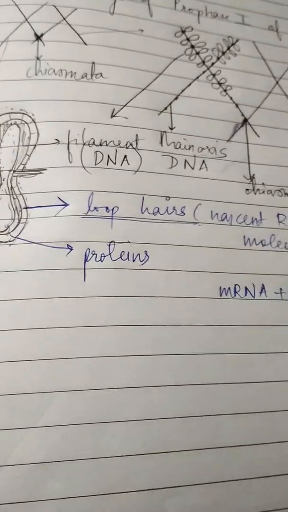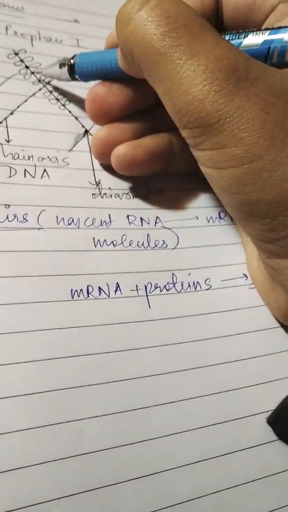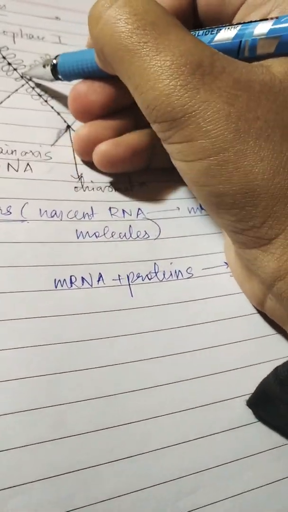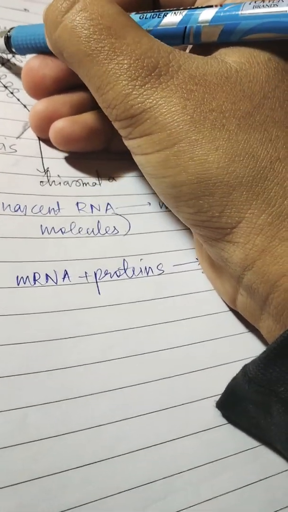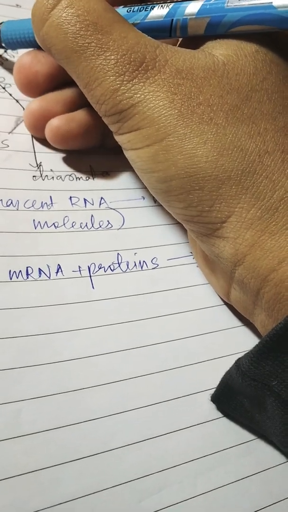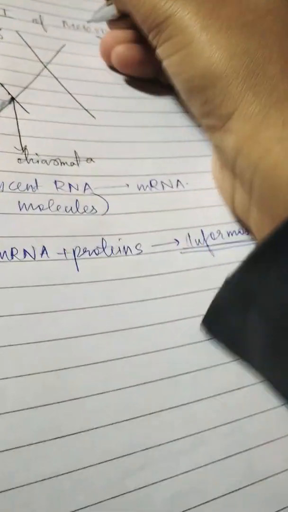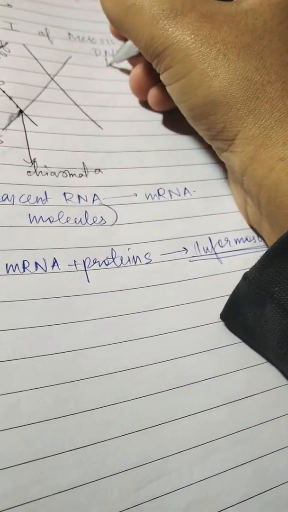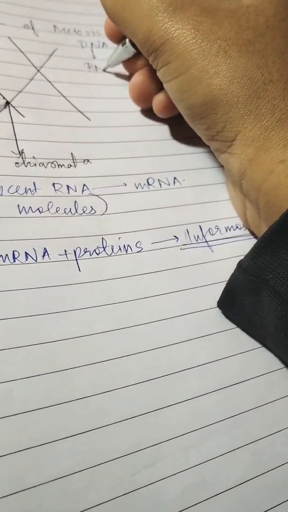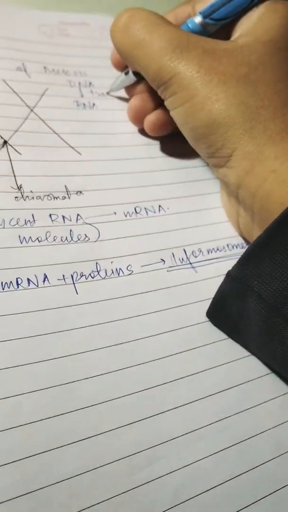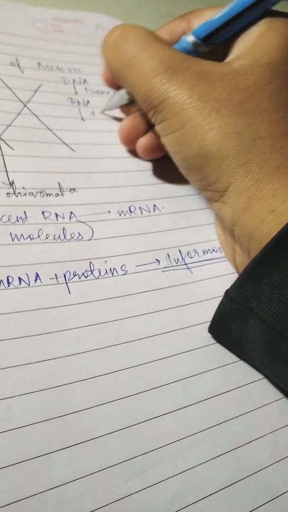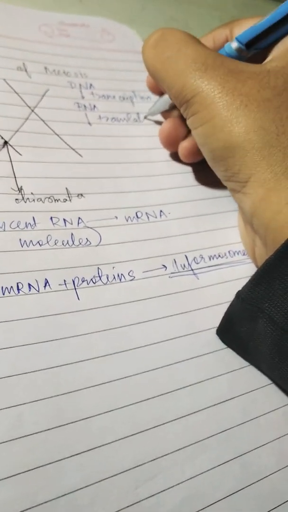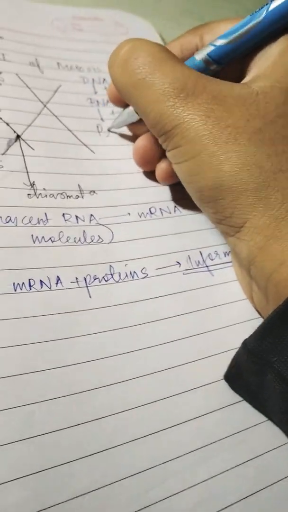So why are they found? What's the point of having so many extensions, so many loops? Because these loops are involved in transcription. These loops, these extensions, are basically DNA. Now when this DNA undergoes transcription, RNA is synthesized. And when RNA undergoes translation, proteins are synthesized.